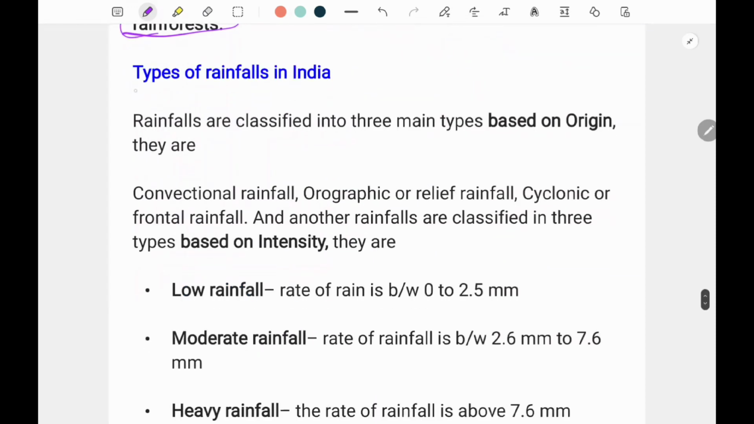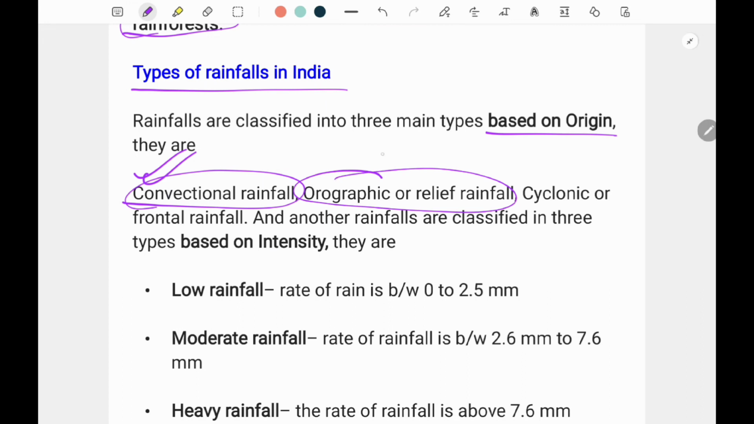Now, types of rainfall in India. Rainfall is classified into three main types based on origin, and the first is convectional rainfall. Convectional rainfall is what will happen every day. In the ocean, the temperature will increase very slowly, humidity will increase, and once the humidity reaches the point where it cannot hold more moisture, clouds will form and ultimately the rainfall appears. So this is the convectional one.